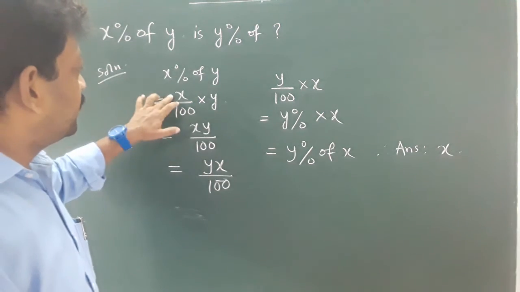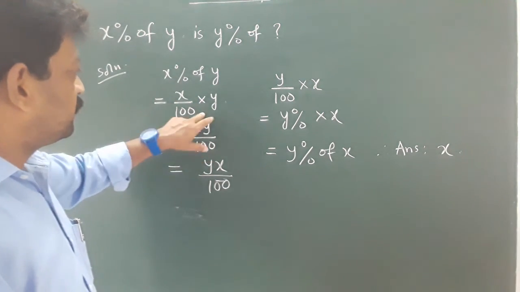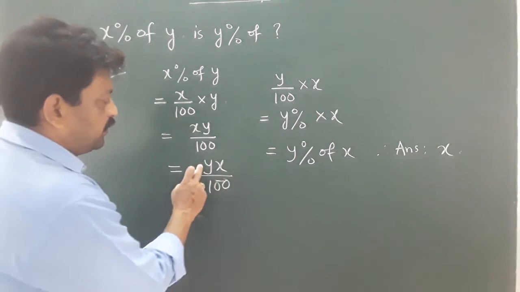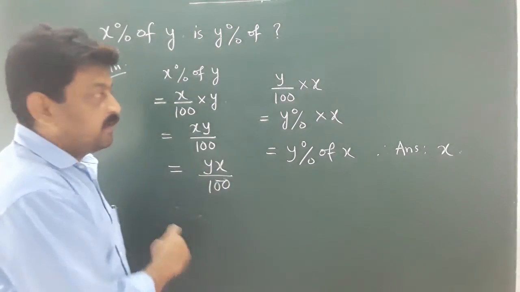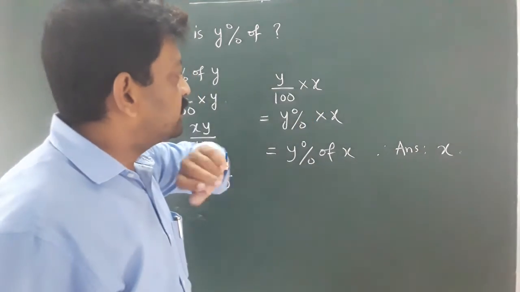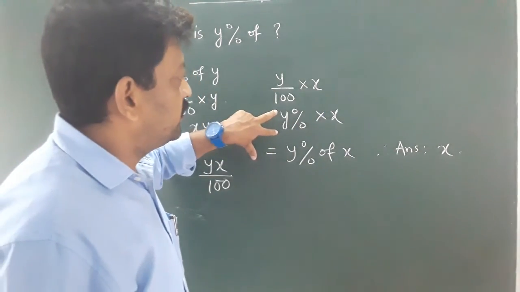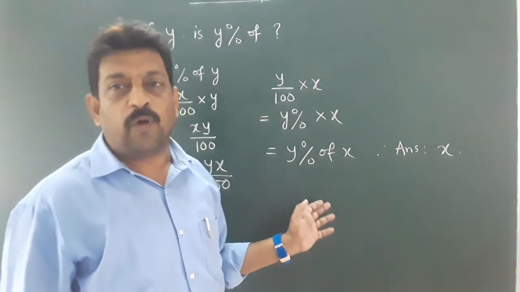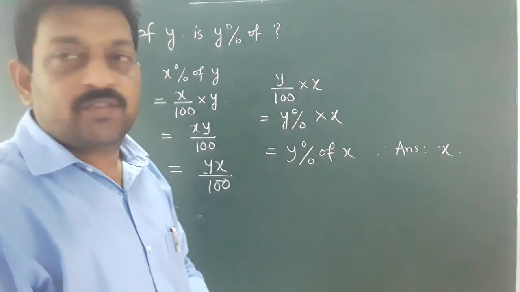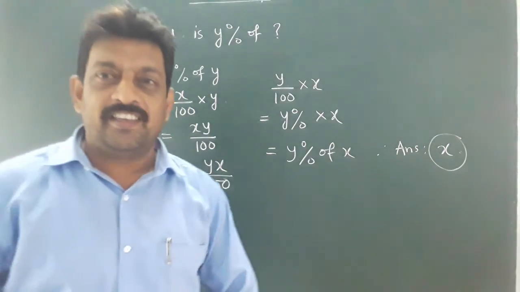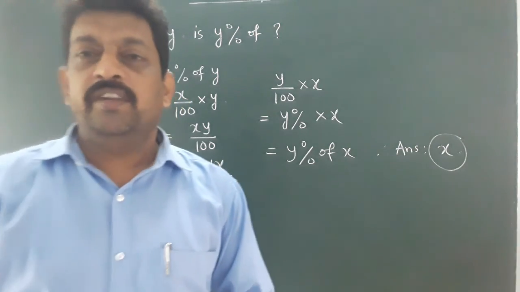Just go through it. x% of y is x upon 100 into y, so it becomes xy upon 100. Just I have changed the order, yx upon 100. Now yx upon 100 is written as y upon 100 multiplied with x. So y upon 100 is y% multiplied with x, and that becomes y% of x. So x is the answer. Isn't it too tricky?